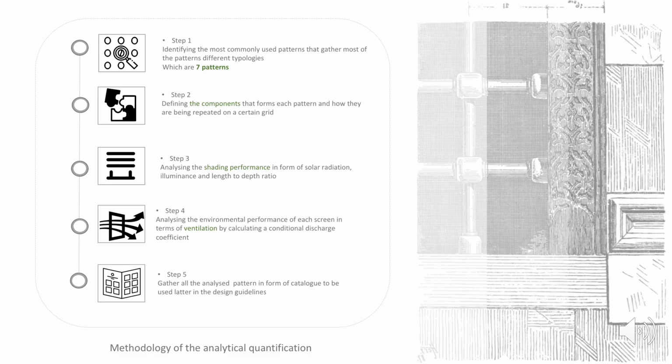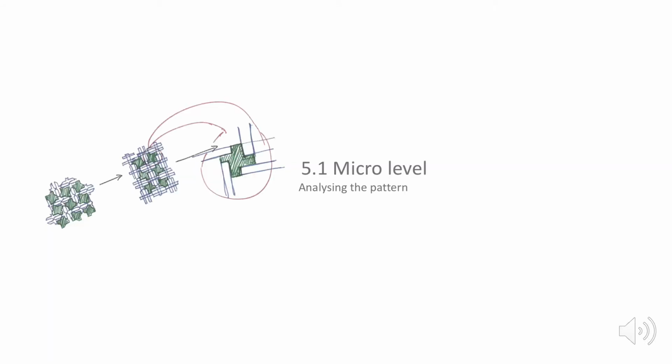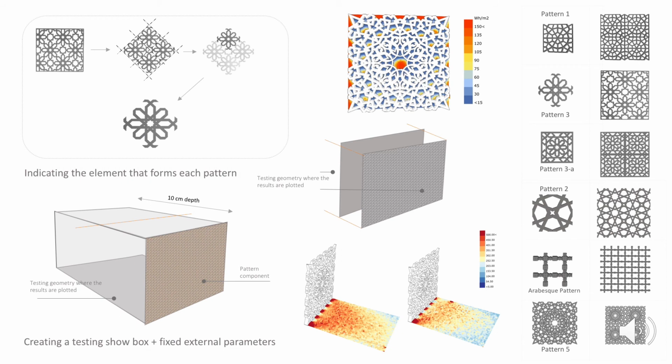All these factors helped us to set the methodology for quantifying the Mashrabiya using analytical tools. We started by selecting 7 common patterns that are widely used in Mashrabiya manufacture, and then we analyzed the component that forms each pattern in terms of shading performance and ventilation. After that, we provided a design catalog for users for contemporary implementation. On the micro level, we took the component that forms each pattern and is repeated on a bigger scale. Then we put that component in a test box where we can test these components under the same environmental parameters that we set.